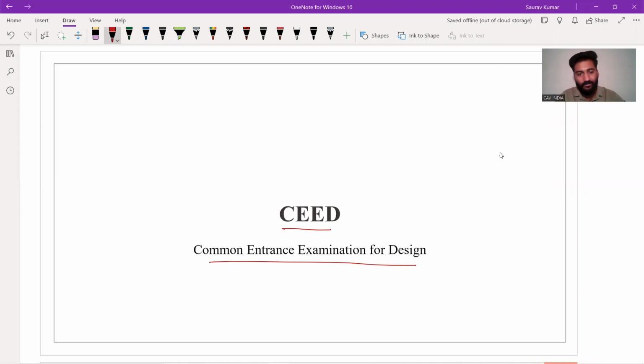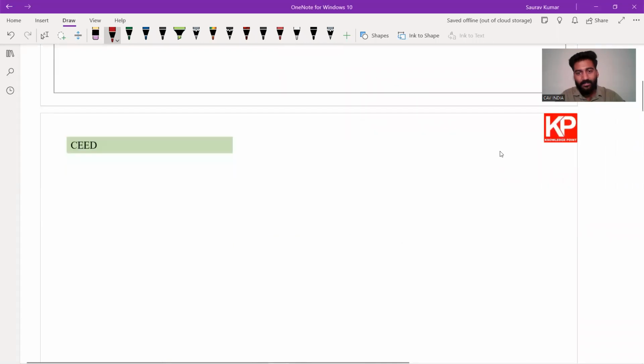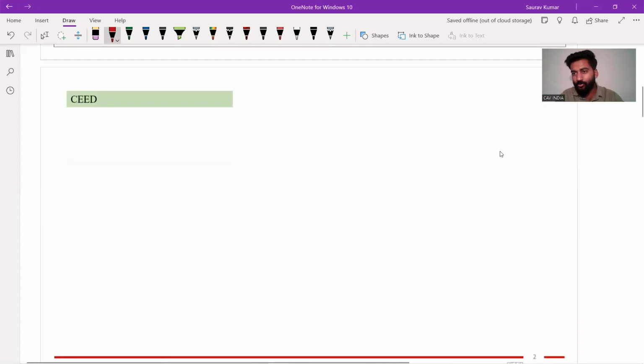So first thing, CEED as an exam, basically it assesses a lot of qualities. It tries to assess your aptitude for design, your, let's say, visual perception ability, drawing skills, your logical reasoning, problem solving skills. So all these things are assessed by the exam. And once you clear this exam, then you are eligible for your master's in design. Or if you are already a master's student, you can also take this design exam for your PhD.